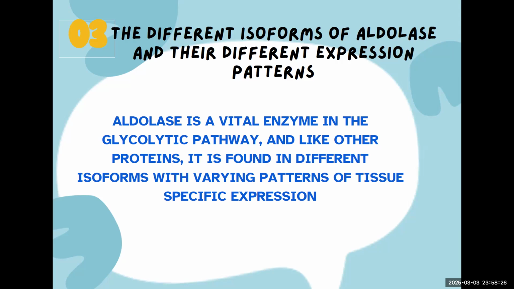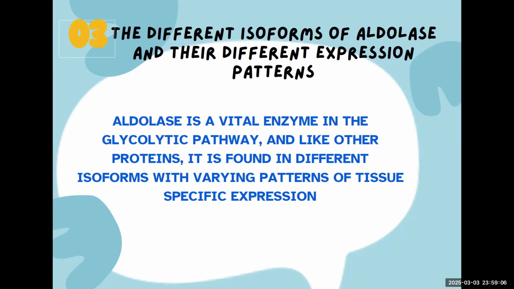The third point we need to talk about is the different isoforms of aldolase and their different expression patterns. All of us know now that aldolase has a vital role and it is a vital enzyme and protein in the glycolytic pathway. And like other proteins, it is found in different isoforms and various patterns of tissue-specific expression.